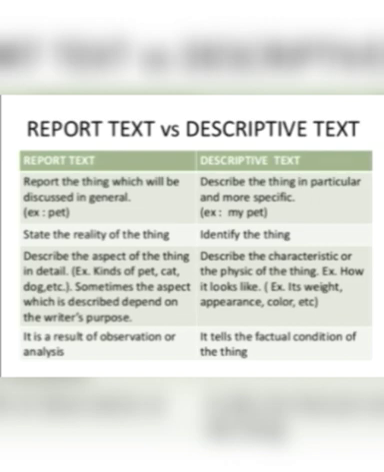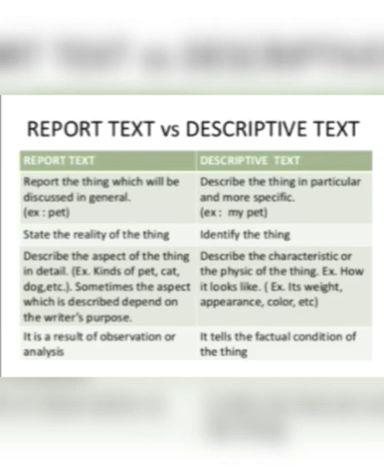And then, the report text states the reality of the thing, and in descriptive text, there is identification of the thing. For the report text, it describes the aspects of the thing in detail, for example, kinds of pets: cat, dog, tiger, and so on. Sometimes, the aspect which is described depends on the writer's purpose.